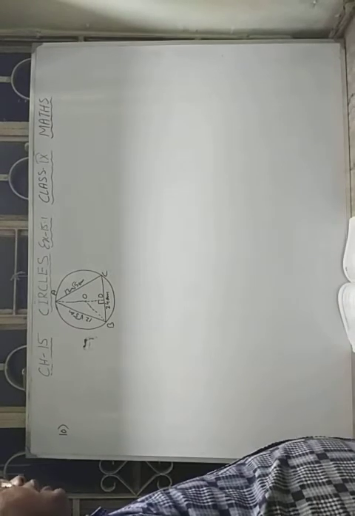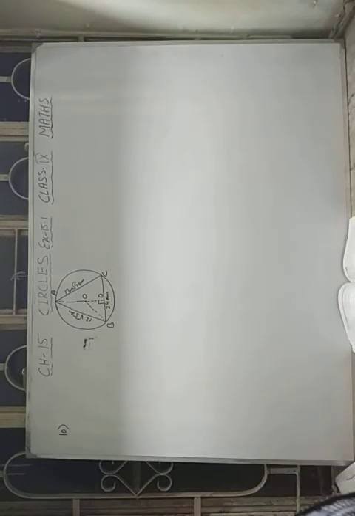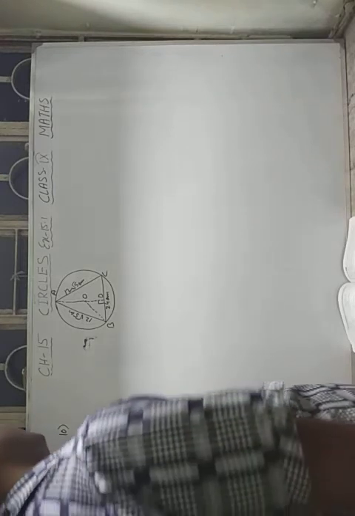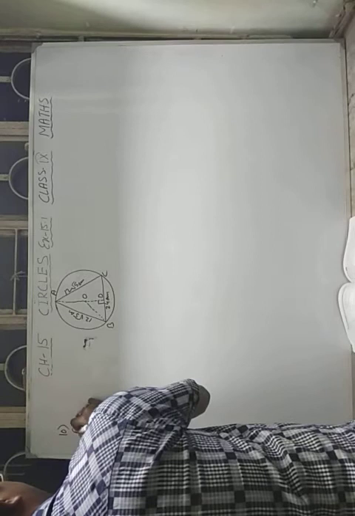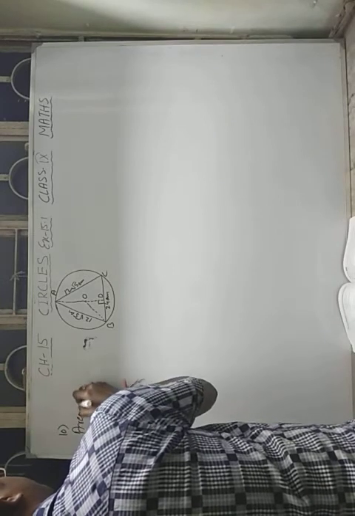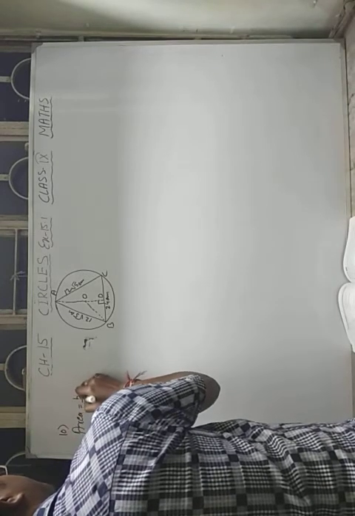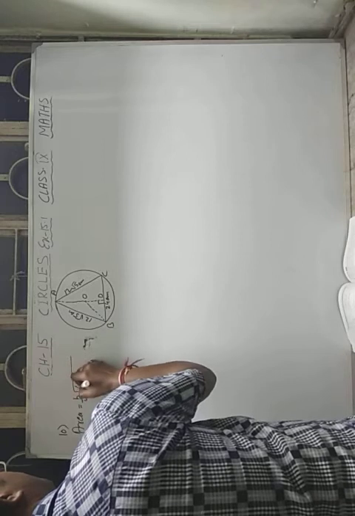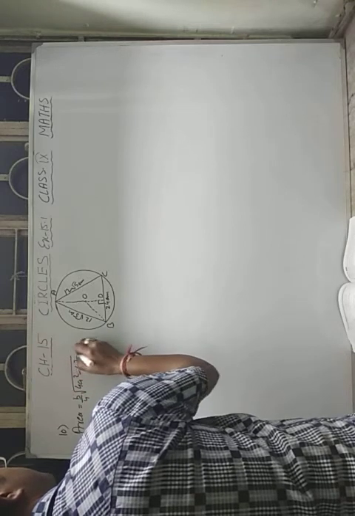So it is an isosceles triangle. Now you can find the area of this isosceles triangle also. First you find the area of the isosceles triangle. So how will you find it? What is the formula? B by 4 root over 4A square minus B square.